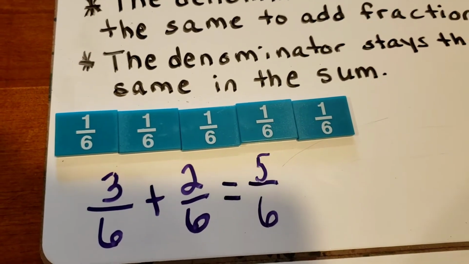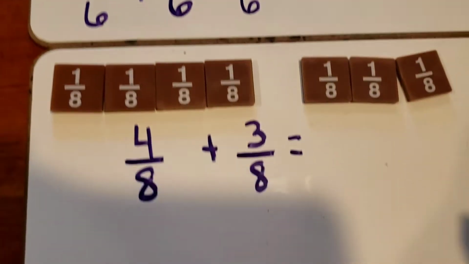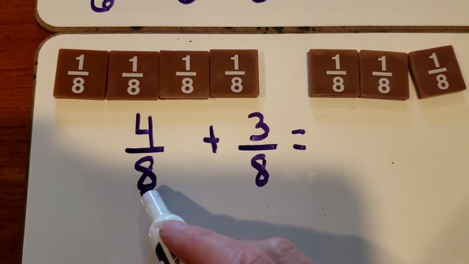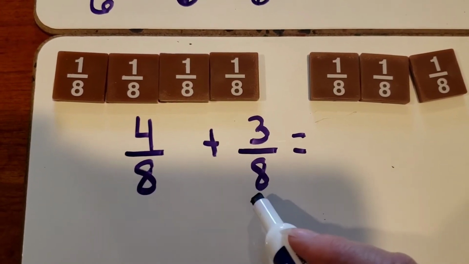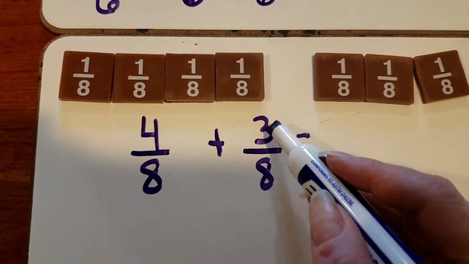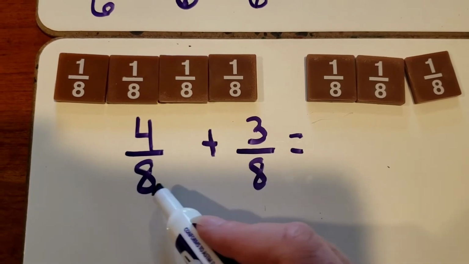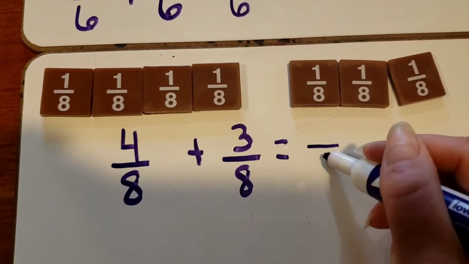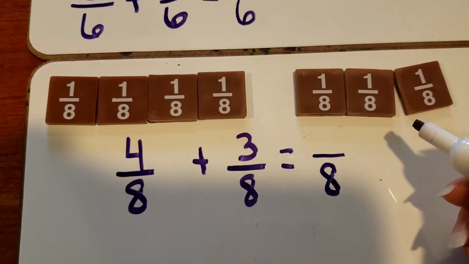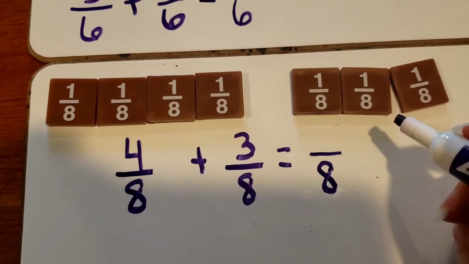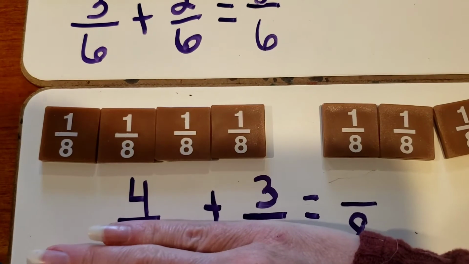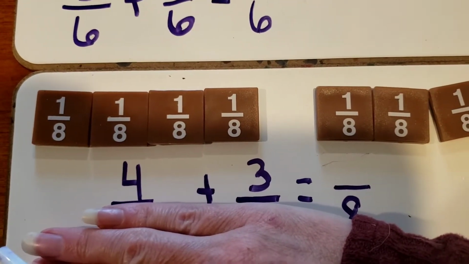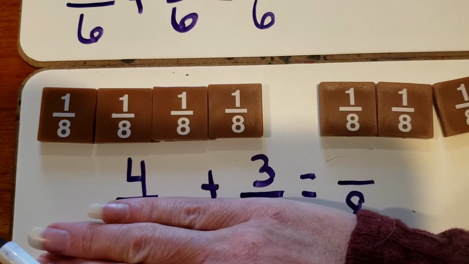We're going to look at one more example of adding with common denominators. We have eighths this time. We have 4/8 and 3/8. And again, we're looking at the denominator. The denominator is 8. It's going to remain 8 in the sum. Now, once you have the common denominator, all you need to do is look at your numerators, and you're only adding 4 plus 3.